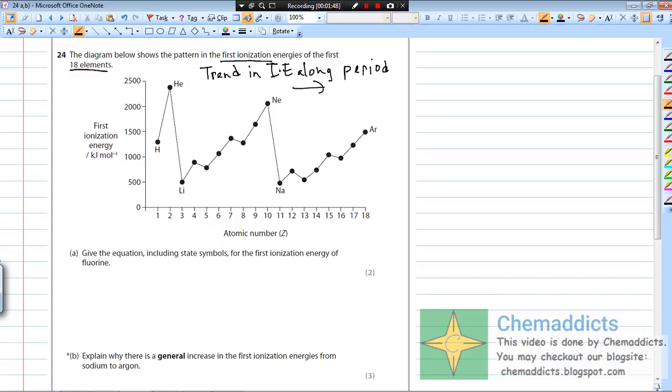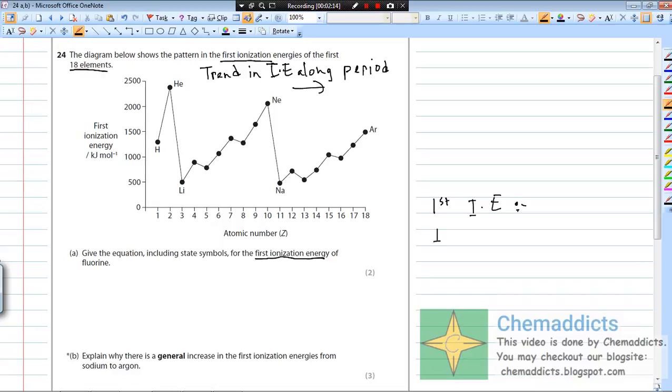Given the equation including state symbols for the first ionization energy of fluorine, we need to write the equation for the first ionization energy of fluorine. So let us first recall what is meant by first ionization energy.